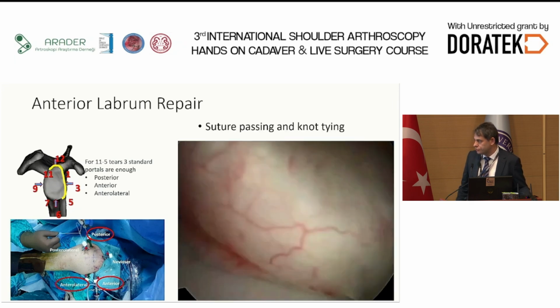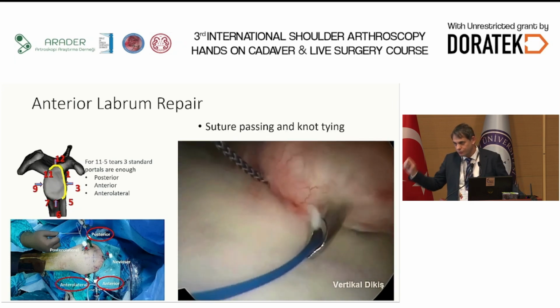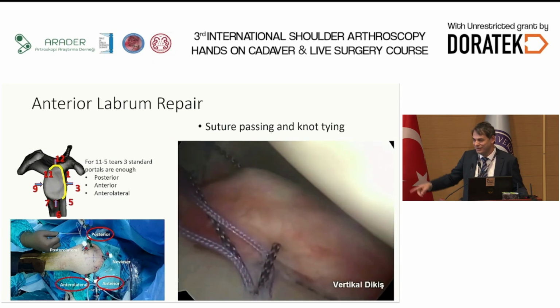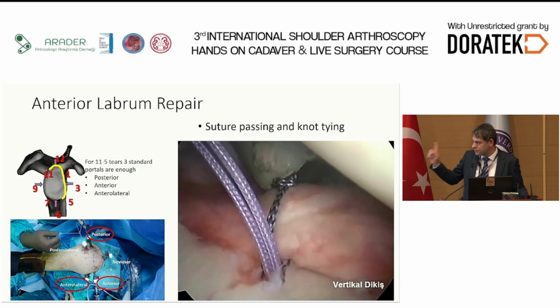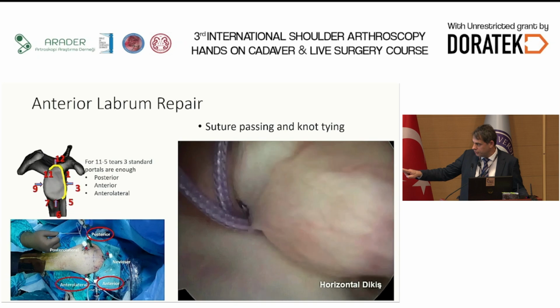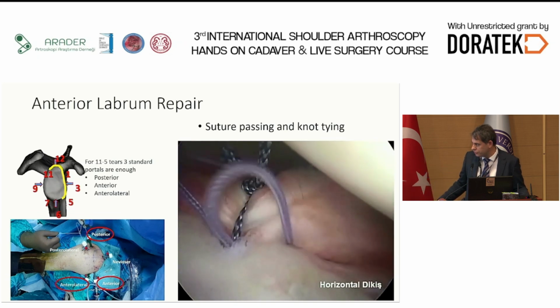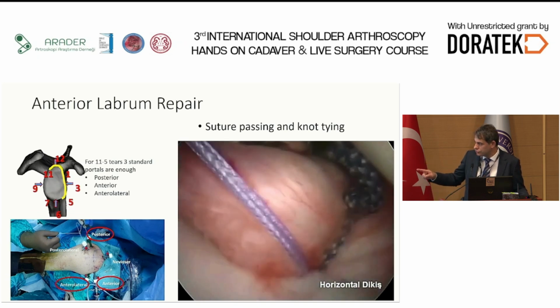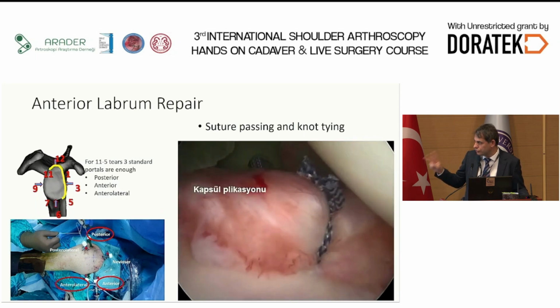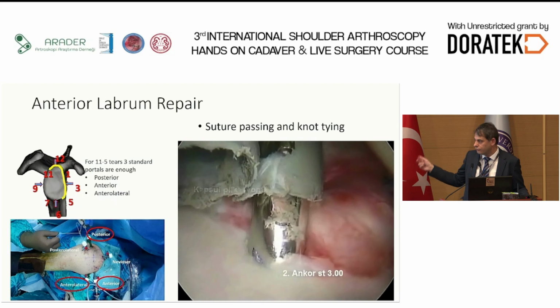Then you have to pass your sutures. As you asked before, I use a lasso for the passage. You can see it's a lasso, and we pass the first suture vertically. Double-loaded anchor. This is the first suture. After the first suture, we put another. We pass the other suture 2 times, one inferior, one superior.